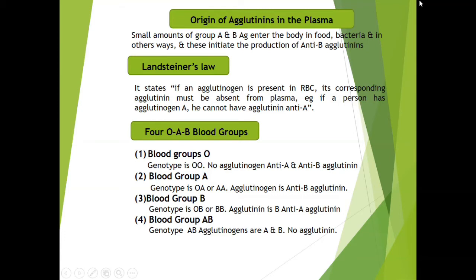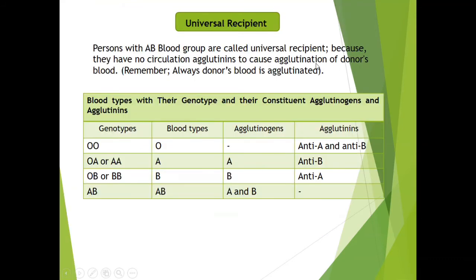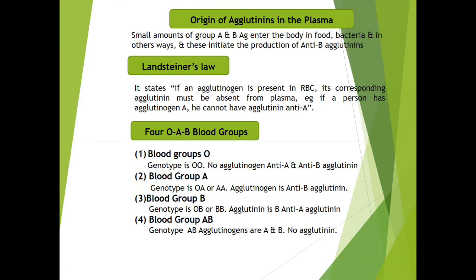Okay, there's the Landsteiner law that I introduced at the start. It states that if an agglutinogen is present in the RBC, its corresponding agglutinin must be absent from the plasma, but its opposite agglutinin would be present. Such as if a person has agglutinogen A, meaning blood group A, he cannot have anti-A agglutinin, but he may have anti-B. This is the Landsteiner law.